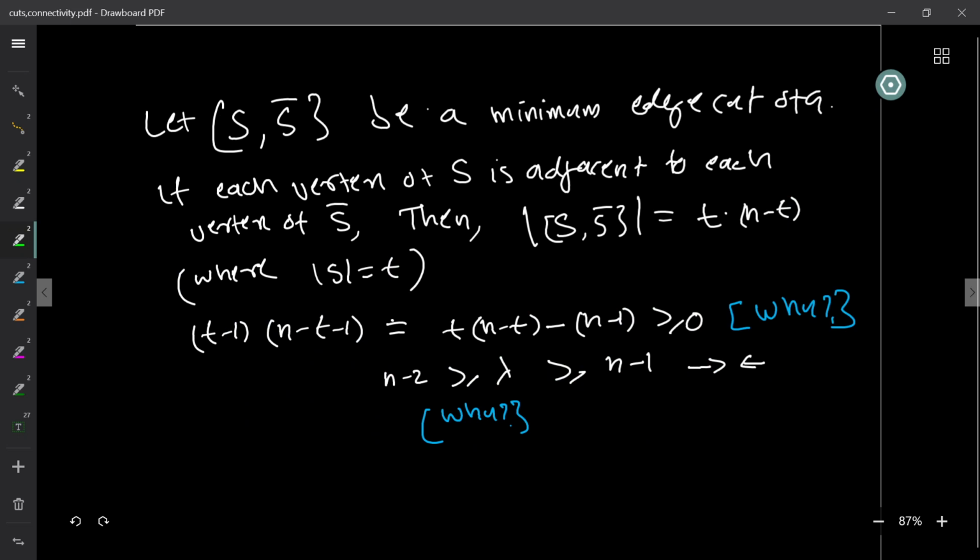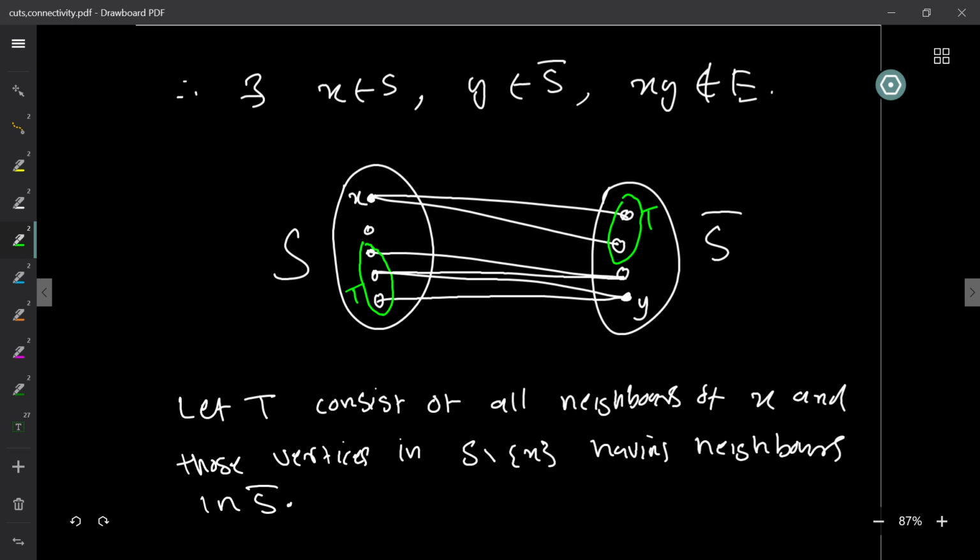What I mean is that there is some vertex x in S and some vertex y in S bar such that there is no edge between x and y, for the minimum cut that we have. So you can find some pair of vertices x and y in S and S bar such that there is no edge xy in this cut. Here is the picture representing that: you have this vertex x and the vertex y, and the edge xy is not there.